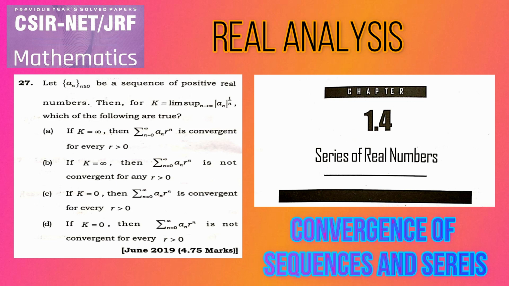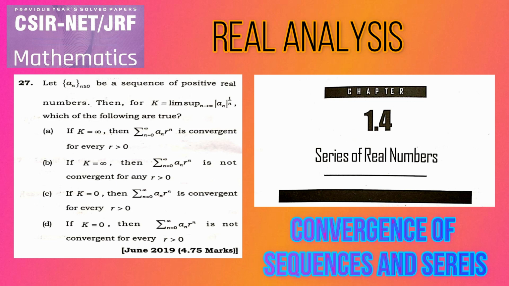It makes us remember the Cauchy-Hadamard formula. The Cauchy-Hadamard formula says that 1 upon r is equal to the limit as n tends to infinity of the supremum of |a_n| raised to 1 by n, and the limit always exists. Okay, so this is the Cauchy-Hadamard formula, and we have to apply only the Cauchy-Hadamard formula here to figure out the following options.